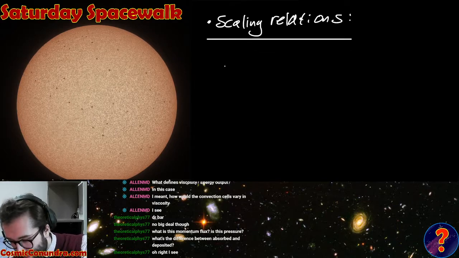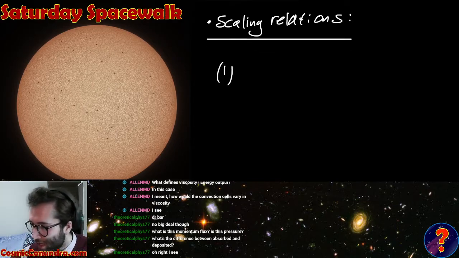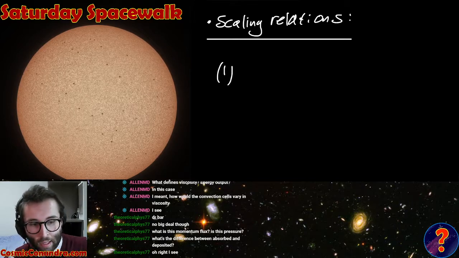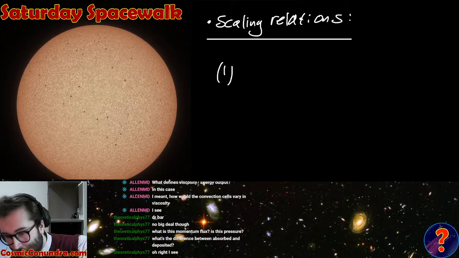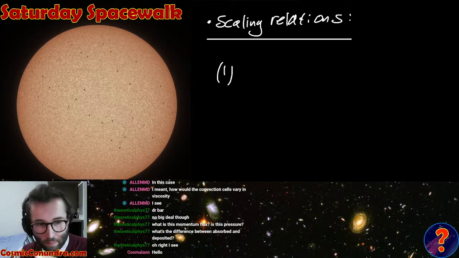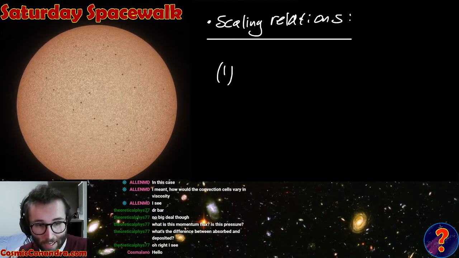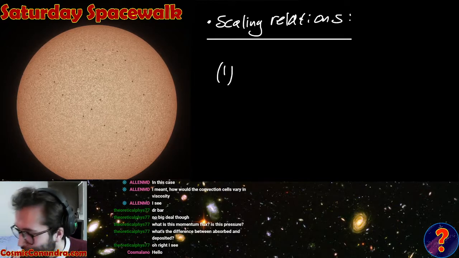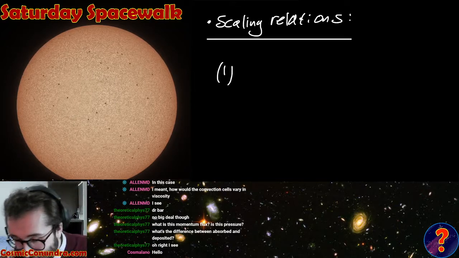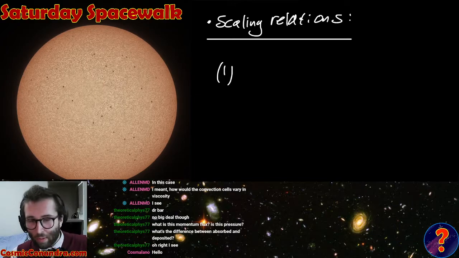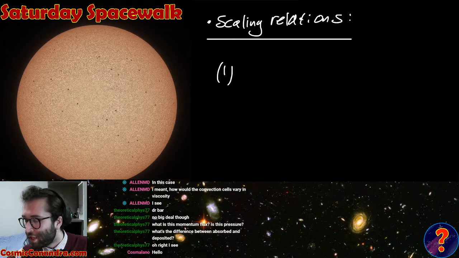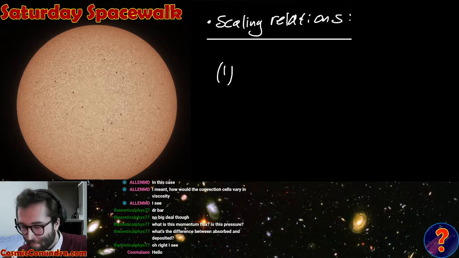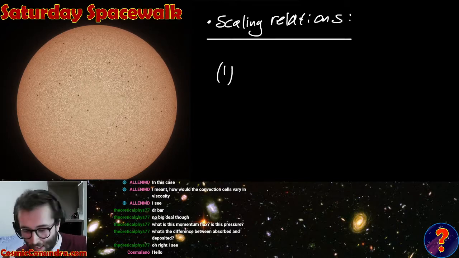So a reminder of what we have so far. We've got the equation of hydrostatic equilibrium. This equation tells us that the outward pressure, whether it's due to thermal pressure, radiative pressure, degeneracy pressure, whatever it is, we don't care, is balanced by the inwards gravitational pressure.